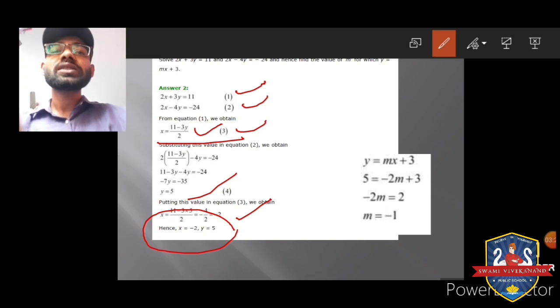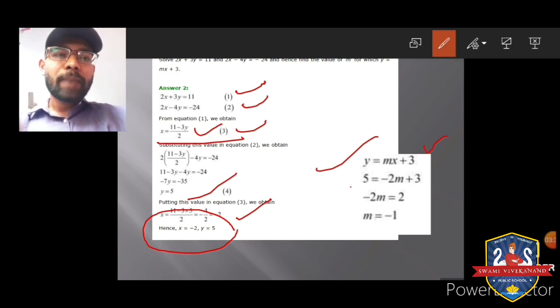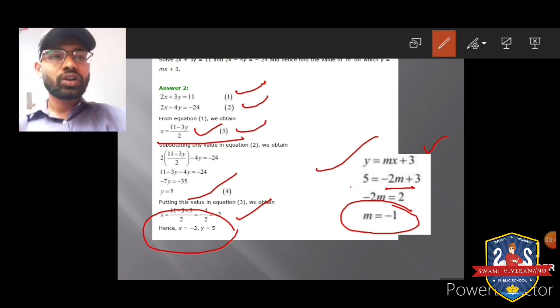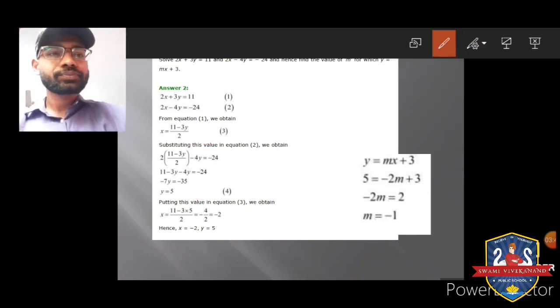But the question is we have to find the value of m. So put in this value: y is equal to mx plus 3, y is equal to 5, m as it is, and 3 as it is, x is equal to minus 2. So from here we get m is equal to minus 1. Okay, let's move further.